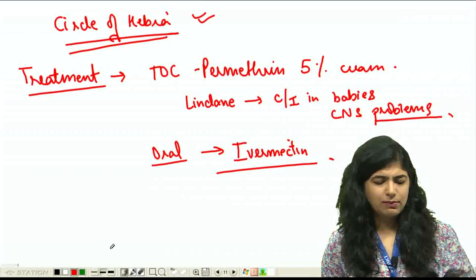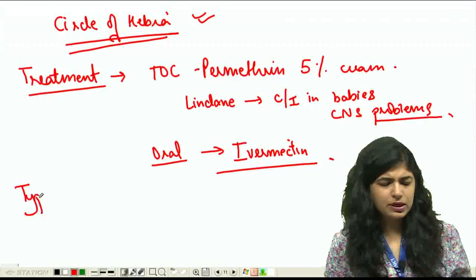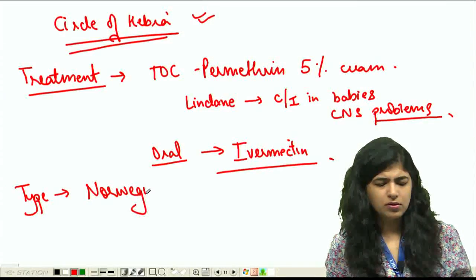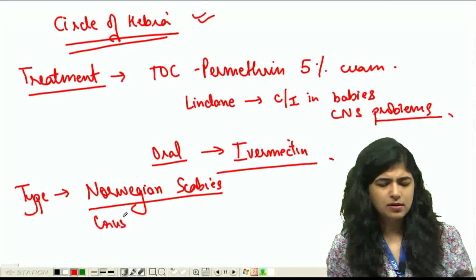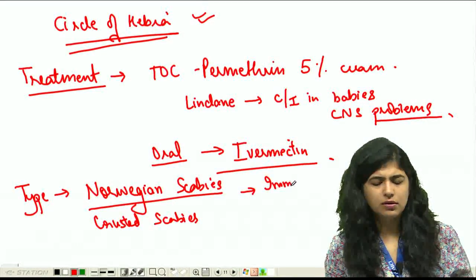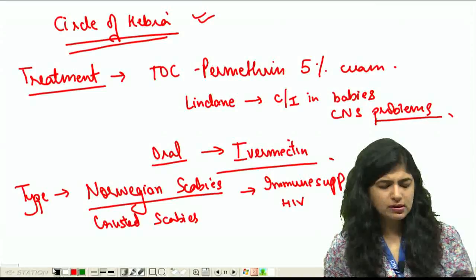Most of the questions of scabies are through. Then there is one type that you need to know. One type is your Norwegian scabies, also called crusted scabies. This is found in those who are immune suppressed, especially HIV. What is the difference?